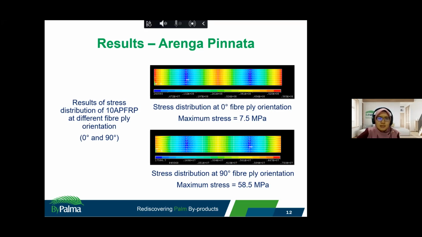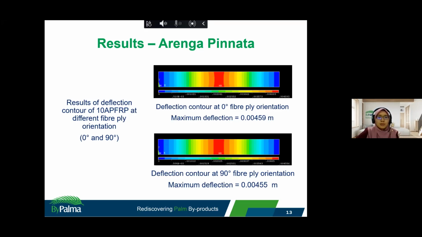So these are the results of stress distribution for 10 volume percentage of Arenga Pinnata at different fiber ply orientations, which are at 0 degree and also at 90 degree. And also in this ANSYS simulation, we can have the deflection contour analysis, which gives us red color and also blue color, as mentioned previously in the quasi-static analysis.